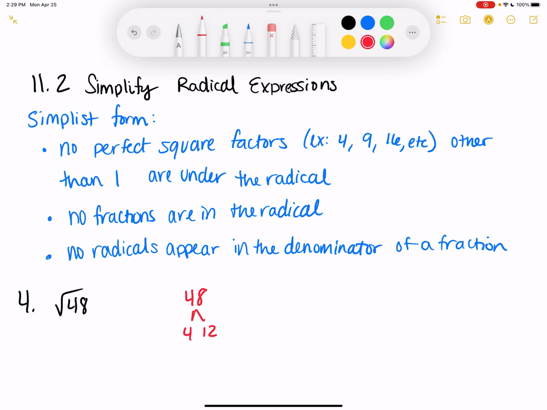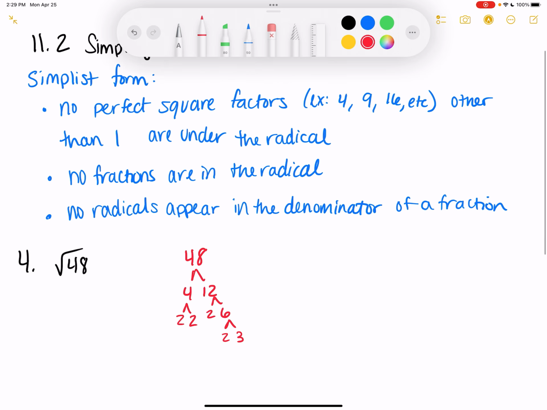Now what breaks up 4? 2 and 2. What breaks up 12? 6 and 2. What breaks up 6? 3 and 2. Now is anything able to be broken down farther than that?